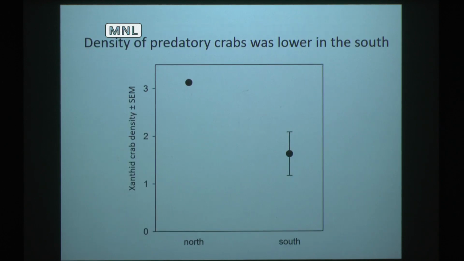And these regional differences are consistent with the observed densities of one of the main predators of juvenile oysters, the xanthid crabs, which were higher north than south of the reserve, which could have contributed to lower survival rates of juvenile oysters that were observed in the north.